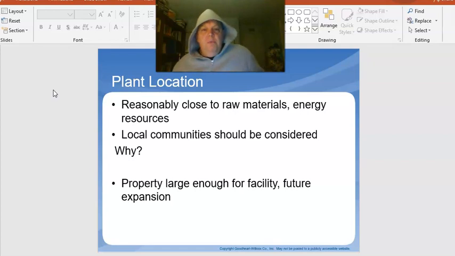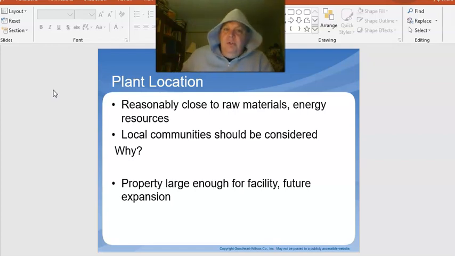Reasonably close to raw materials and energy resources. Yeah, that probably would be a good idea. Unless you happen to be a chemical plant out in the middle of the Death Valley area called Trona. Trona is a chemical plant out there. They have a high school out there. Long ago, our football team played against those guys and got creamed by them. They don't have a grass field. That's a luxury for them out there at Trona High.